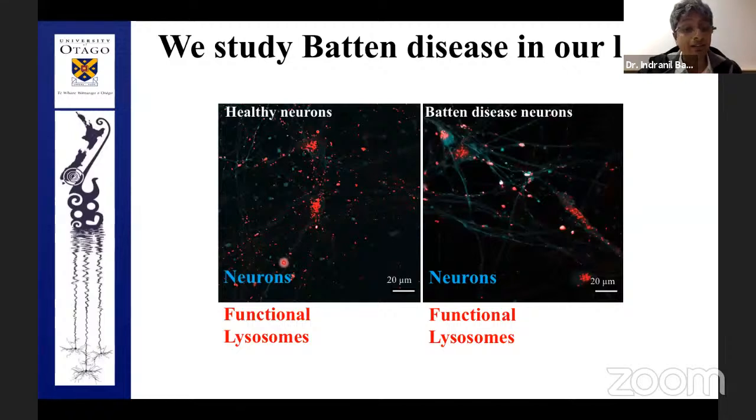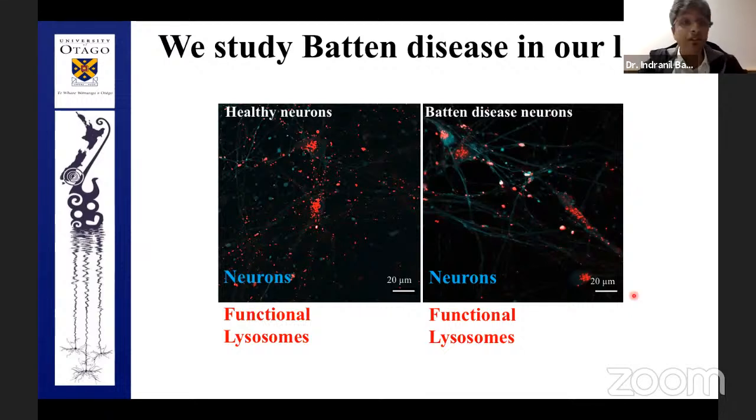And now I'm coming back to the lysosomes. Remember, I was talking about the janitors that keep the cells clean. These red dots that you are seeing are those lysosomes. What's happening over here is the neurons are functioning normally because these red dots, the functional lysosomes, the janitors of the cells, are continuously keeping the cells clean. However, when we mimic this Batten disease, we see that in these blue cells, the neurons, the number of these red lysosomes, or the functional lysosomes, is decreased.